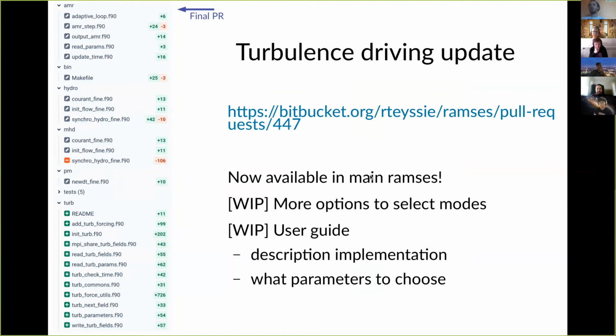So there are still some small developments that are ongoing. I'm adding some more options to select modes, which is useful if you want to drive, for example, only on scales which are half the size of the box or 1/3 the size of the box. And then I'm also writing a more extensive user guide with the description of the implementation and a bit of a guide on what parameters to choose, because it's not straightforward. For example, if you want to obtain, let's say, an isothermal turbulent box with a certain Mach number, it's not so straightforward to know what driving strength you need to use to obtain this Mach number.